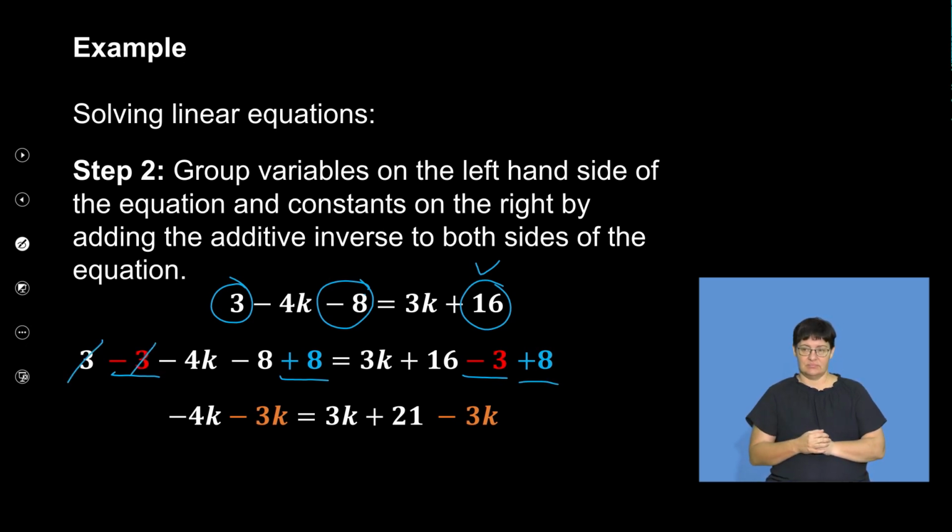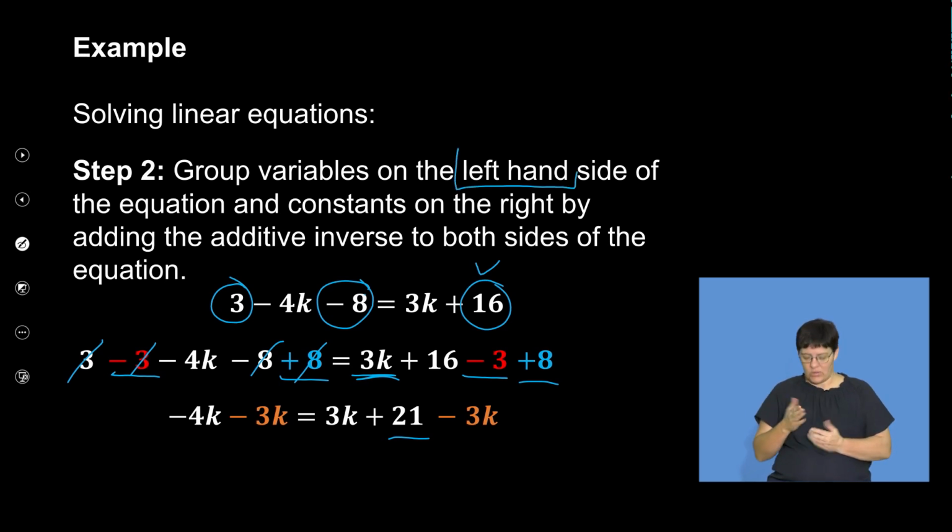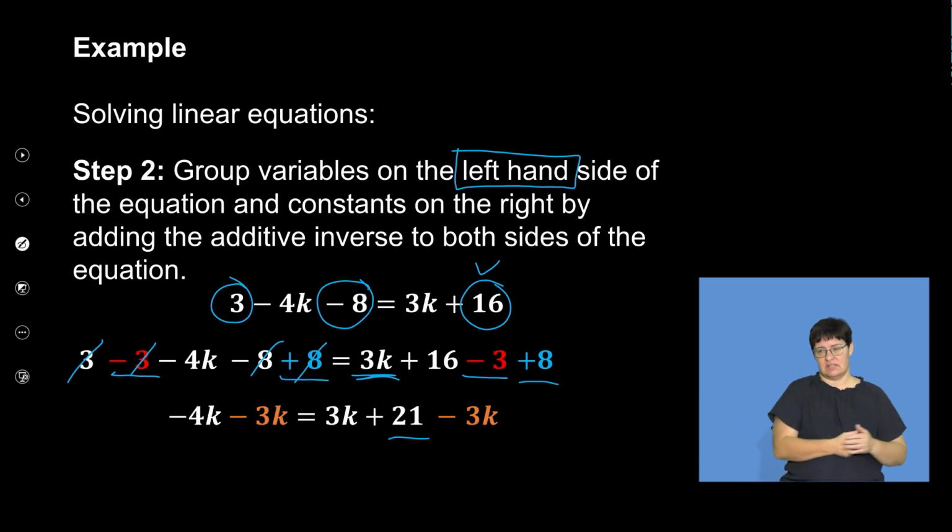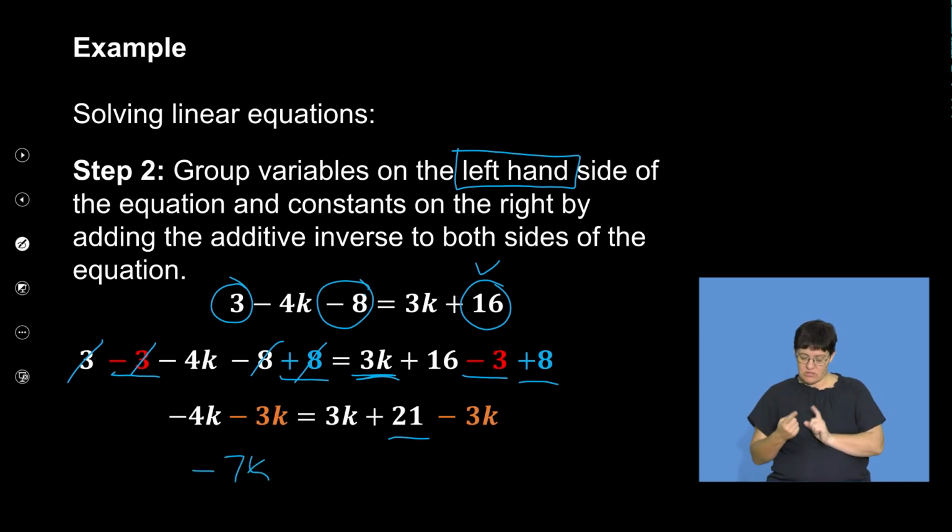So the 3 and the 3 will be 0, minus 8 and 8 will be 0, and then 16 minus 3 plus the 8 there will give me 21. And then now I have 3k on the right-hand side. But remember, what did I say? Every variable must be on the left-hand side. So I must add the additive inverse of 3k on both sides. So this will be negative 7k equals to 21.